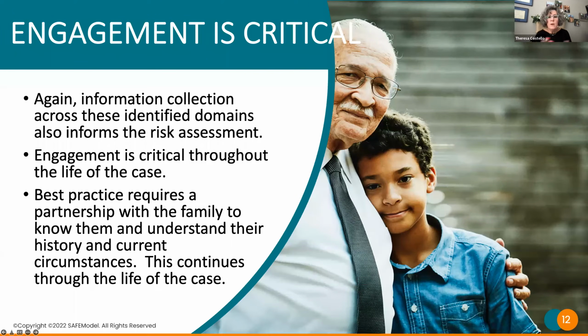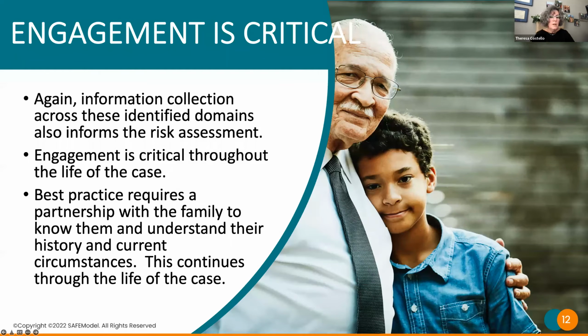So very important. And we're seeing lots of good practices where agencies are using motivational interviewing techniques to help their staff learn how to engage families in understanding that family, what it is that we need to know about them to make the best decision we can about safety or risk.